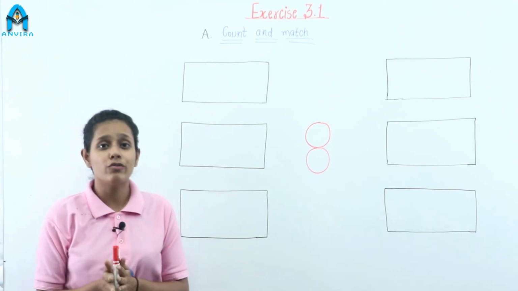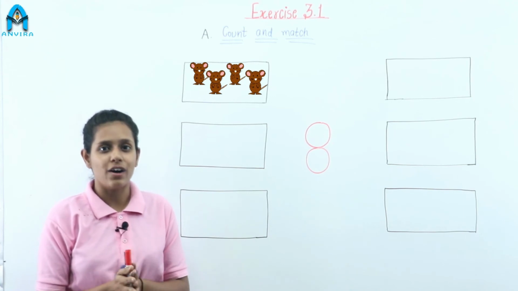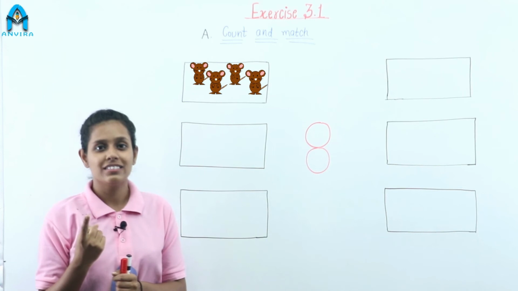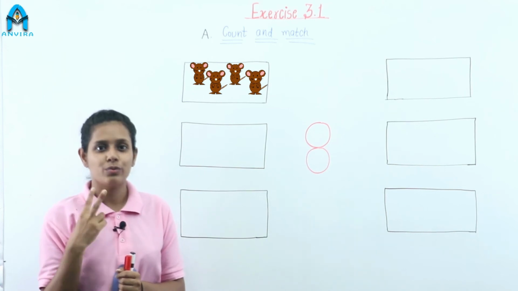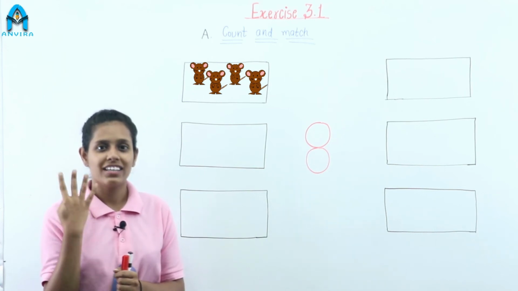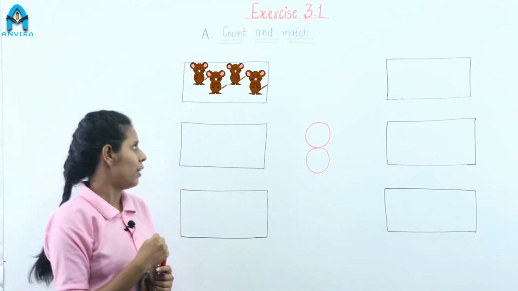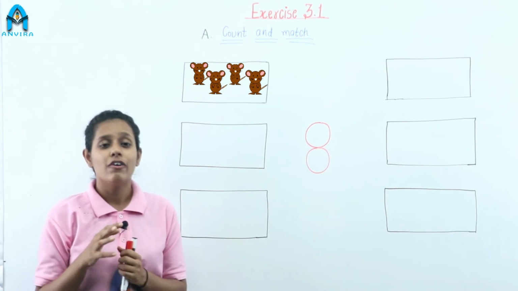First object, what do you find? Mouse. How many mouse? Let's count. 1, 2, 3, 4. 4 mouse. Now look at the next picture.